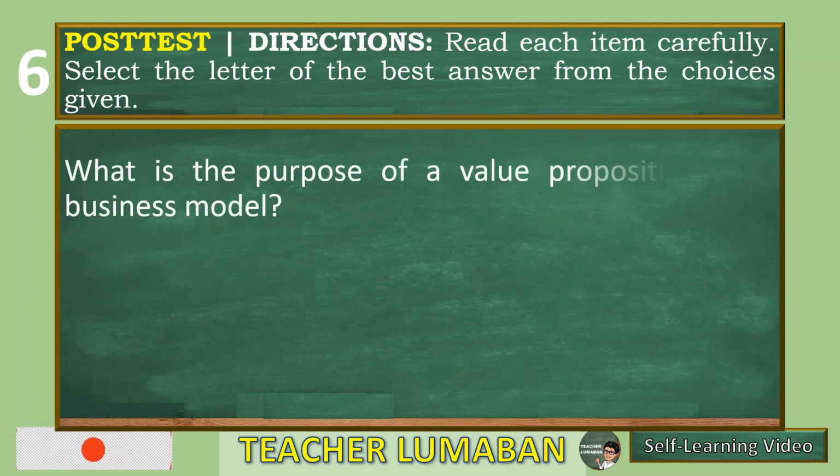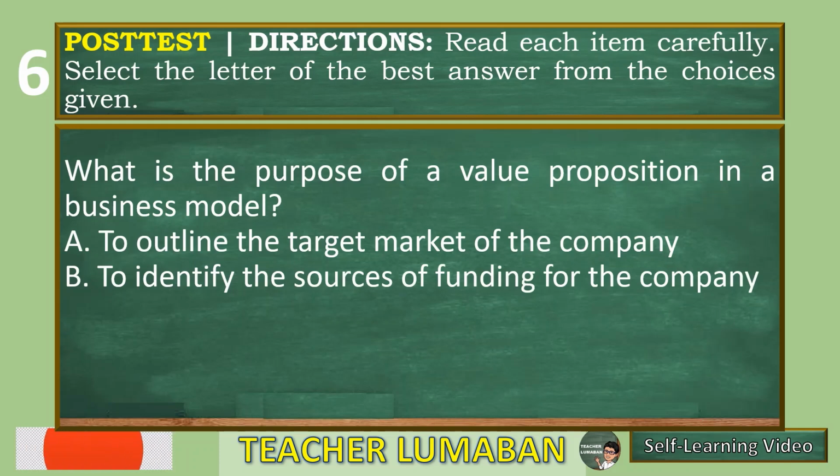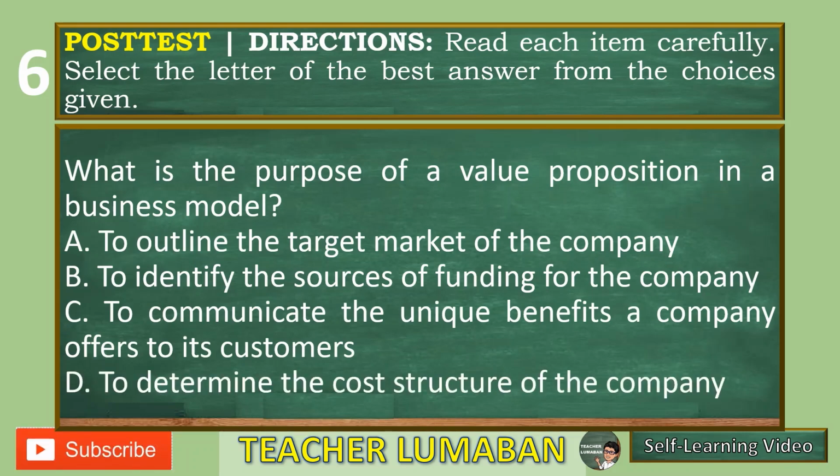What is the purpose of a value proposition in a business model? A. To outline the target market of the company. B. To identify the sources of funding for the company. C. To communicate the unique benefits a company offers to its customers. D. To determine the cost structure of the company.